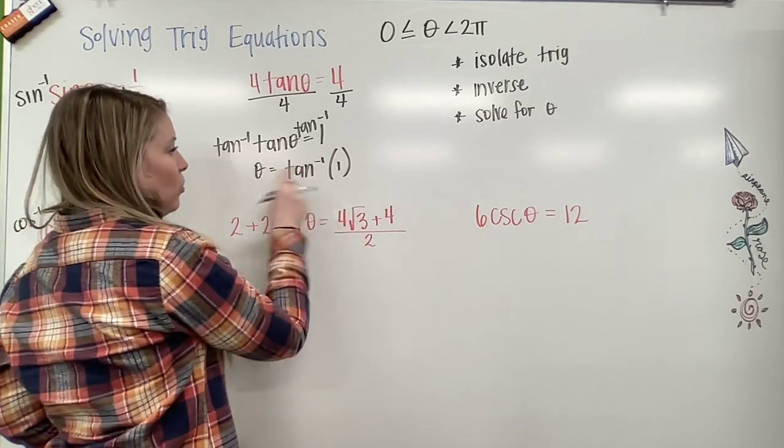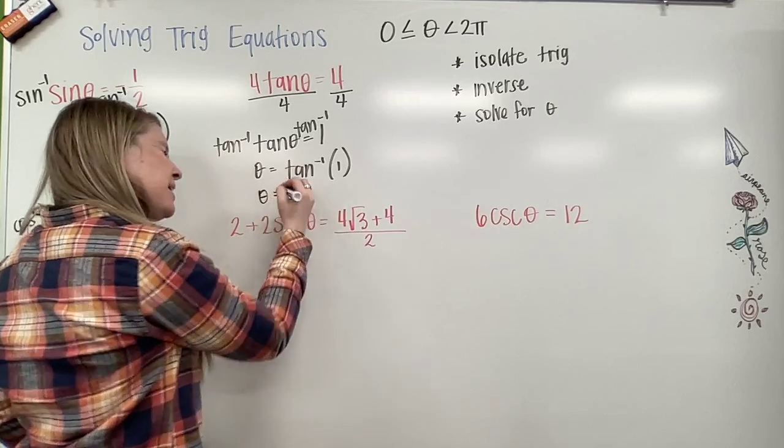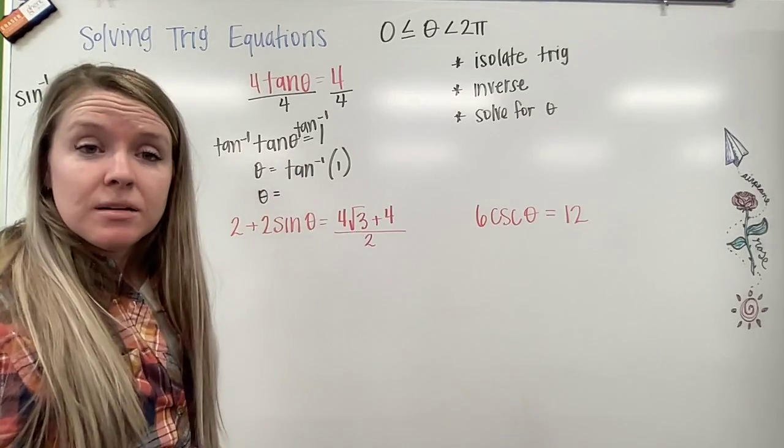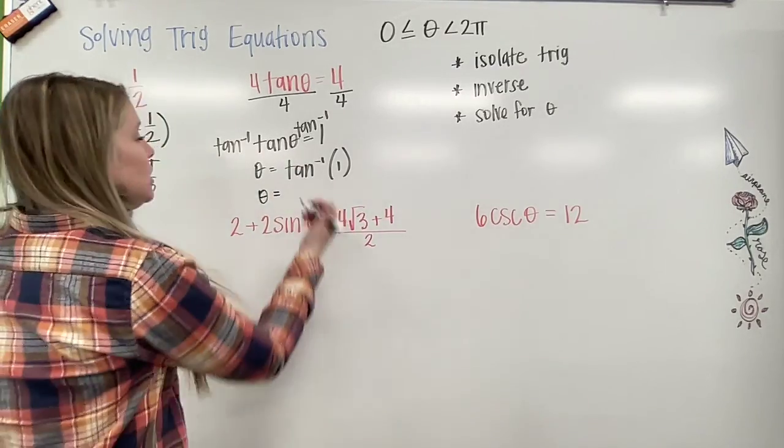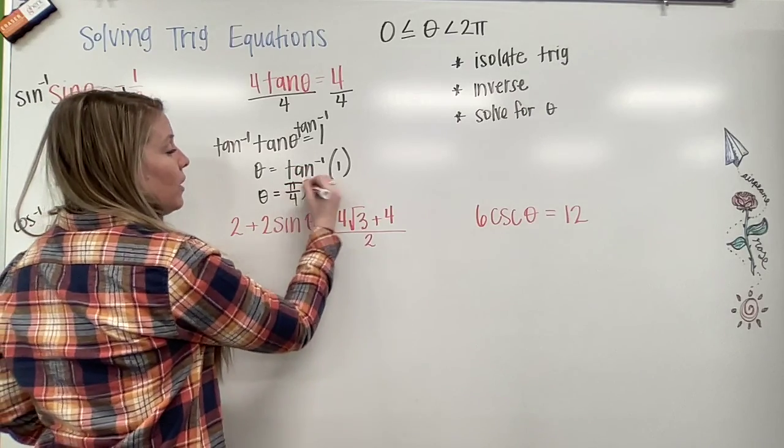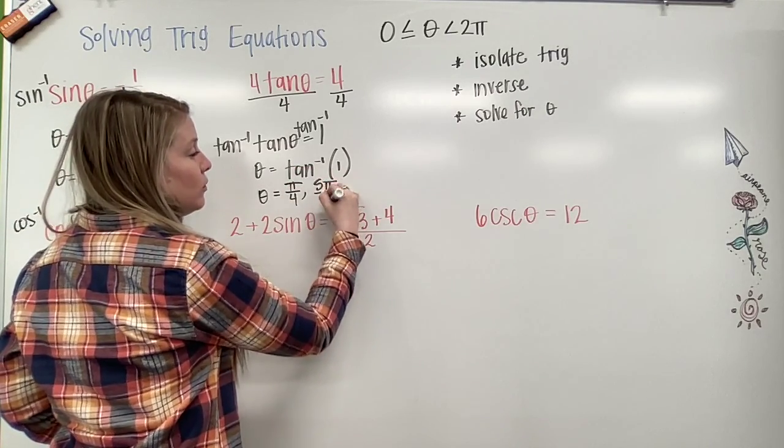Where does tangent equal 1? That's going to happen, positive 1 is going to be in the first and the third quadrant. So that's going to be at pi over 4 and 5 pi over 4.